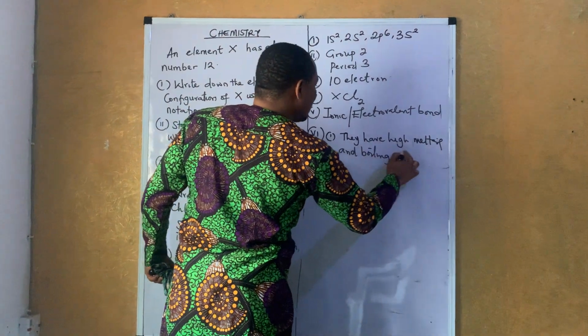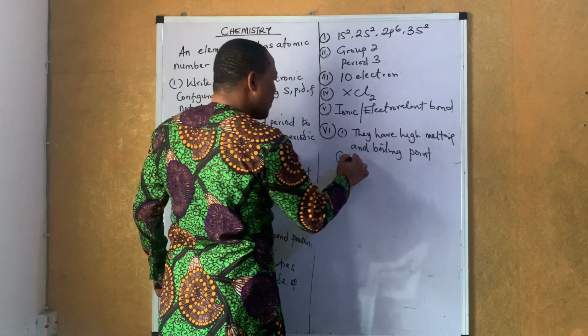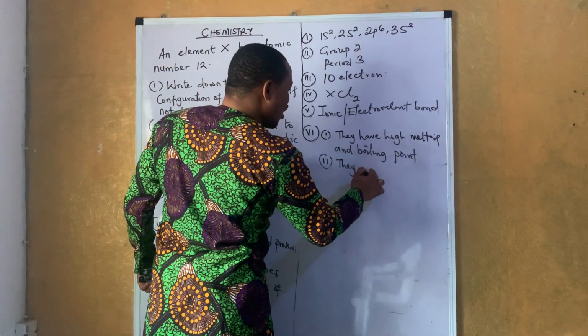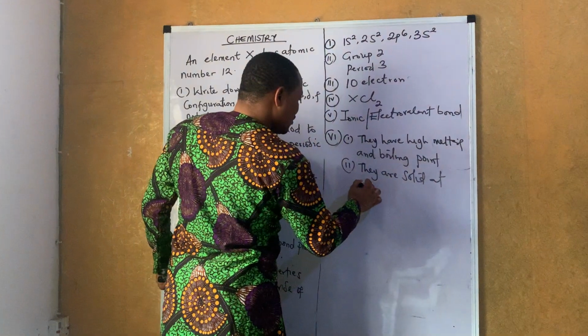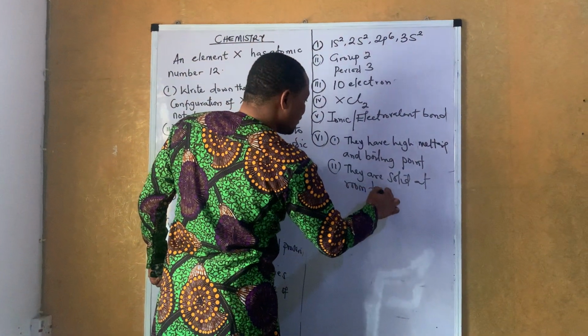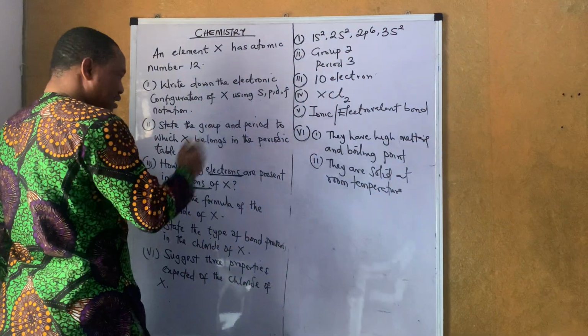That's number 1, and boiling point. Number 2, for electrovalent compounds, most times they are solid at room temperature. They are solid at room temperature. How many properties to give? I have a lot of them, so just 3, okay?